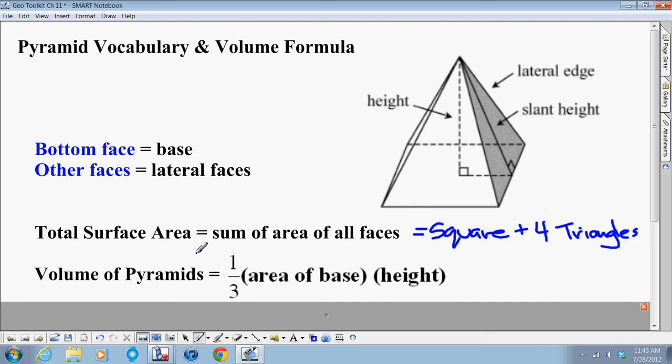Now how you find the volume of a pyramid is a little different. It's actually much simpler, and it's 1/3 times the area of the base times the height. So that's the height, not the slant height. So those are your 2 formulas here. So once again, make sure that's in your toolkit.